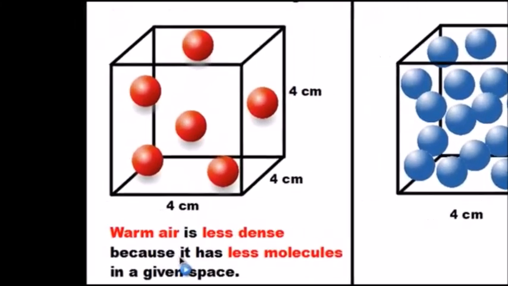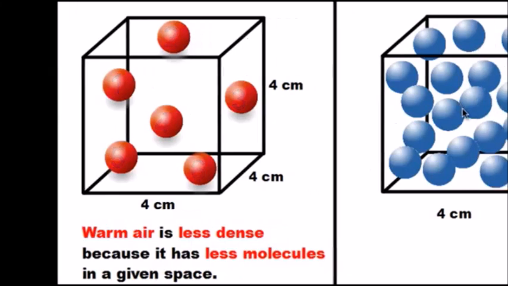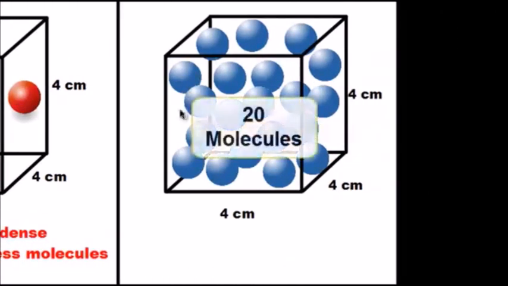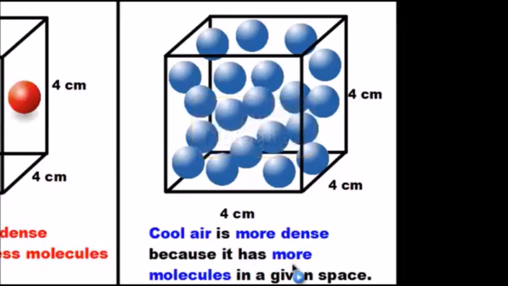On the left side here, you can see that warm air is less dense because it has fewer molecules in the same amount of space that cool air does. So as you can see, we have 6 molecules of warm air here. Now, if you look over to the right side of the screen, you'll notice that we have many more molecules. We actually have 20 molecules in this cube here. So as a result, cool air is going to be more dense because it has more molecules in a given space.